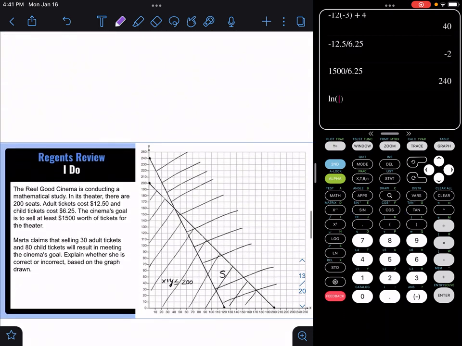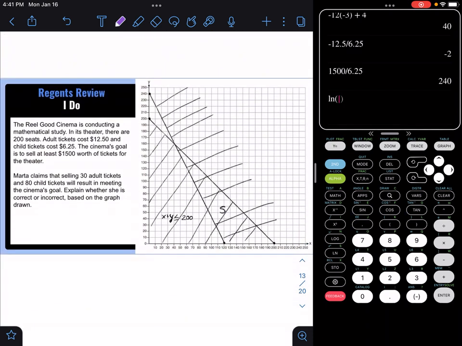Alrighty, let's look at this next example. So we got that answer. It says, Martina claims that selling 30 adult tickets, so let's go to 30 adult tickets right here, and 80 children tickets, which is right here. Let's connect the points. She claims that that would be enough for the goal. Explain whether she is correct or incorrect. Incorrect.